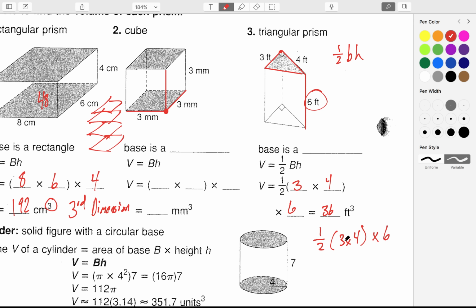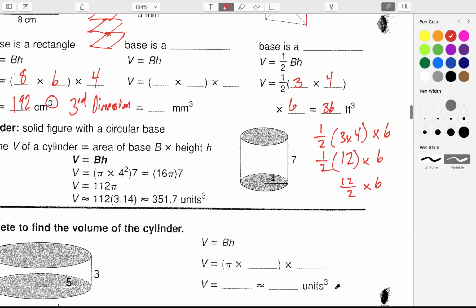3 times 4, one more time, is 12. 12 times a half. This is why I'm redoing it, because of the fraction. You may not have seen how I got it so quick. So 12 times 1 is 12. 12 divided by 2 is 6. 6 times 6 is 36.